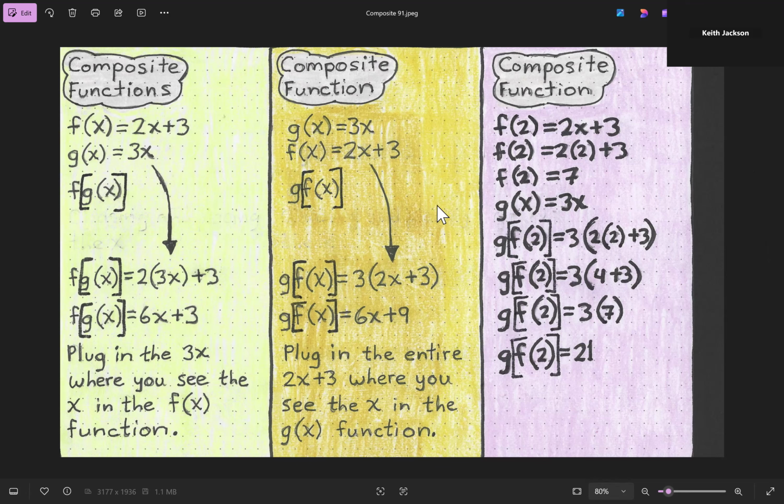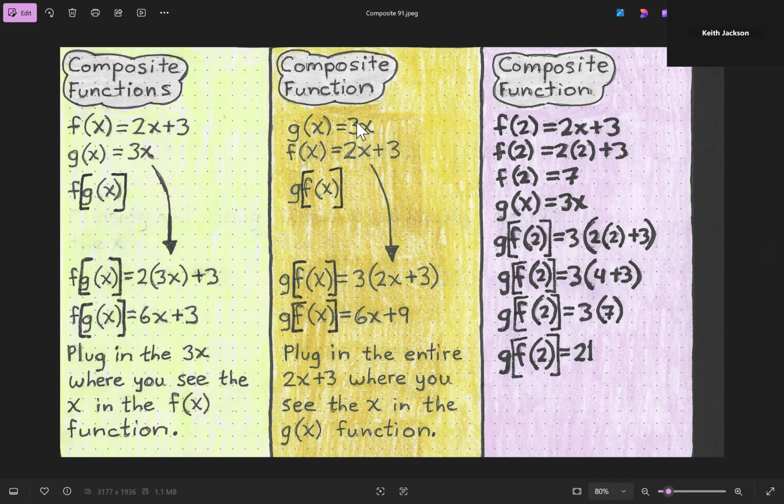Now let's go to the second big example, in which we're going to reverse it. We have g of x is equal to 3x, and f of x, again, is equal to 2x plus 3. And the question is, and stay right here with me, what is g of f of x? Wherever this x is for g of x, we're going to plug in the 2x plus 3 right there next to that 3.